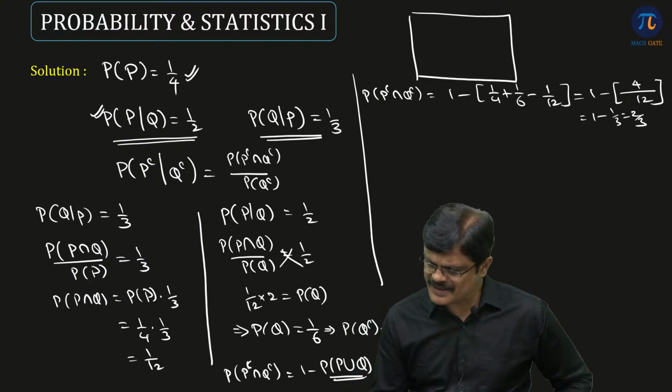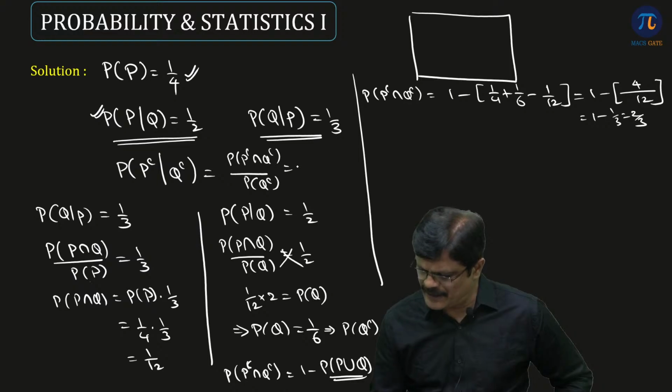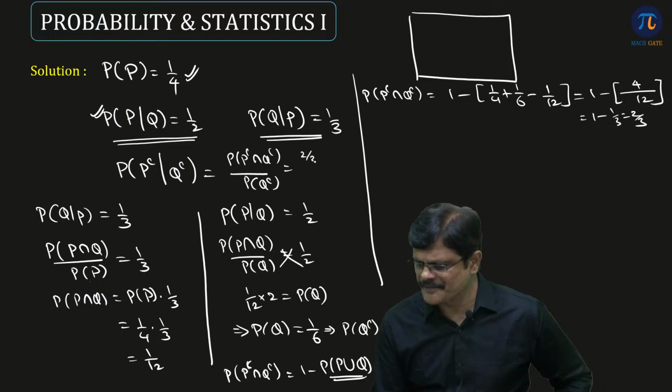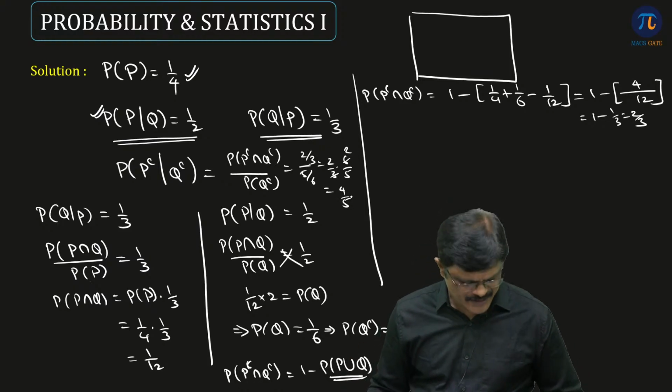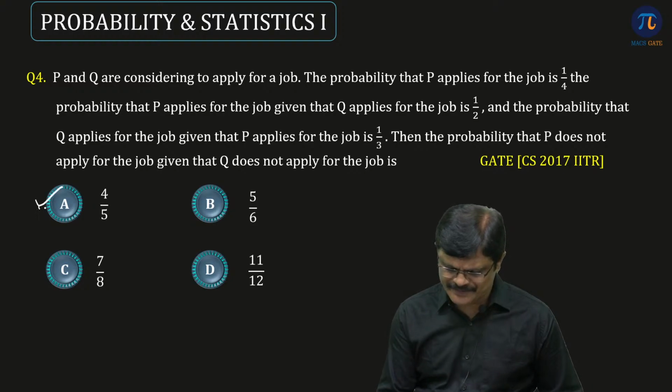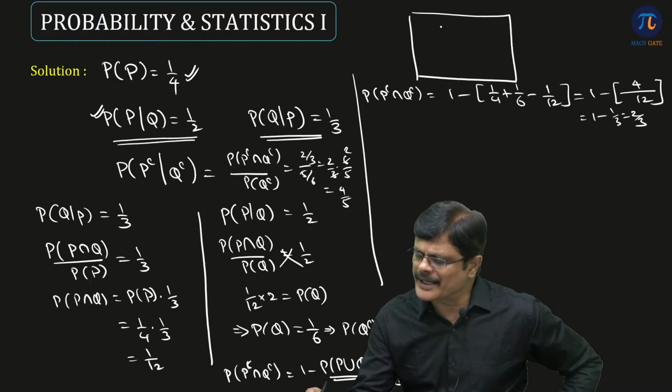So this is 2 by 3, and this is 5 by 6. So you can get the formula, 2 by 3 upon 5 by 6. That is 2 by 3 into 6 by 5. 3 2s are 6, and 4 by 5 is the required answer. So what is the required answer, sir? 4 by 5. Or you can use this Venn diagram as I told you.